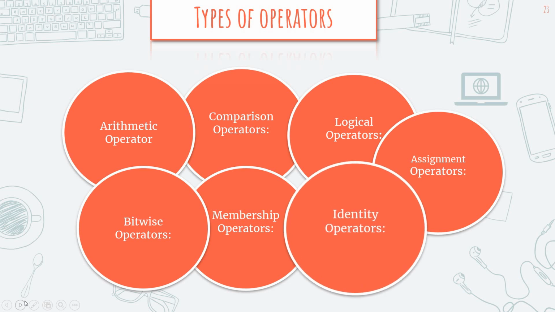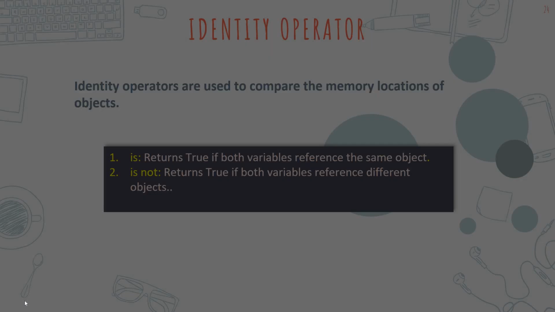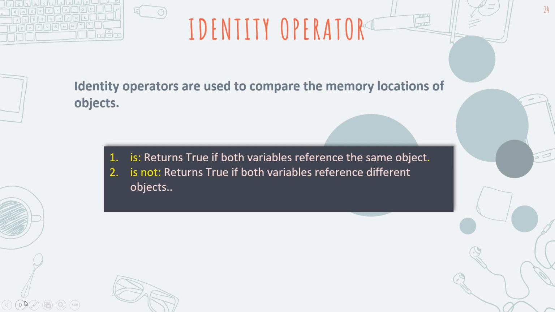Hello, in this video, I'm going to explain about identity operators. Identity operators are used to compare not only two variables, but they tell us whether two variables are actually the same object or not. So we can say that they compare the memory locations of the objects. In Python, we have two operators, which are is and is not.